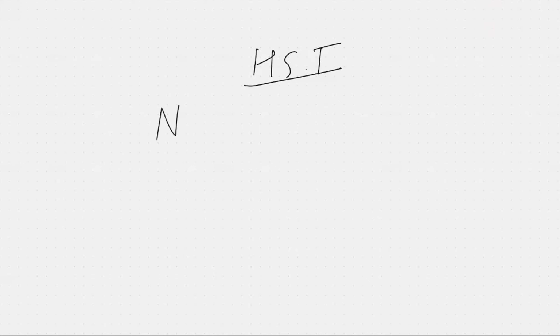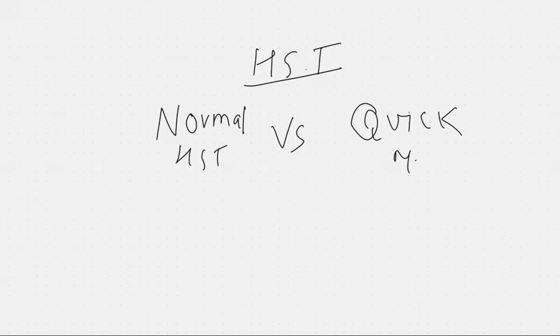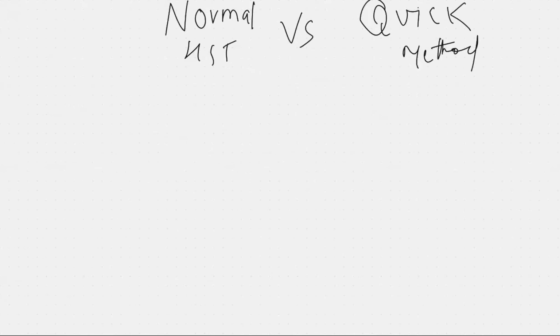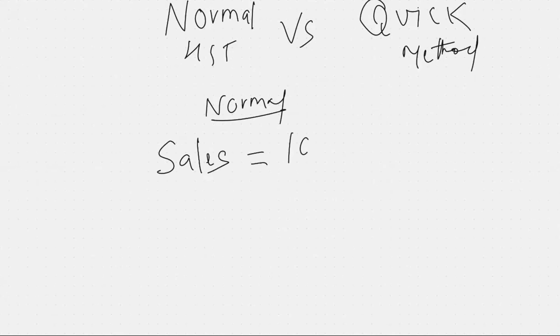Now we are focused on normal HST versus the quick method. Okay, so let's start with the normal method first, then I'll explain the quick method. In the normal method, what will happen is you will do the sales. Suppose your sales is, let's say, $100,000.